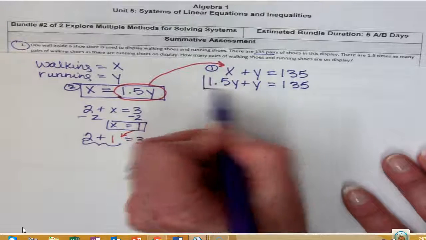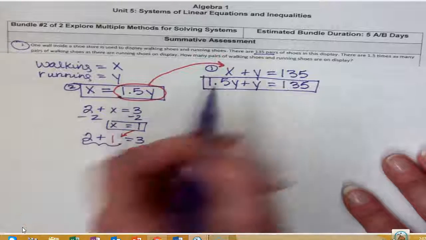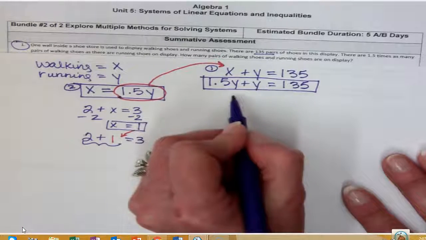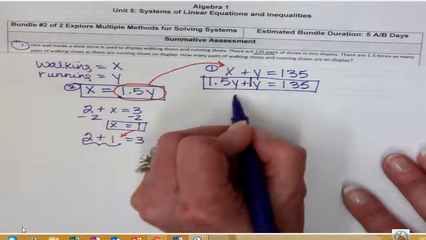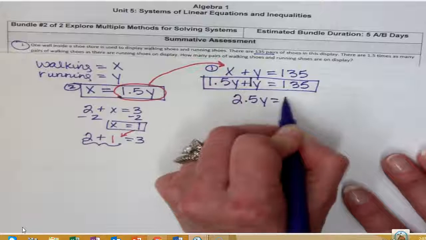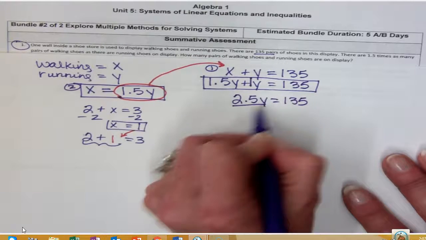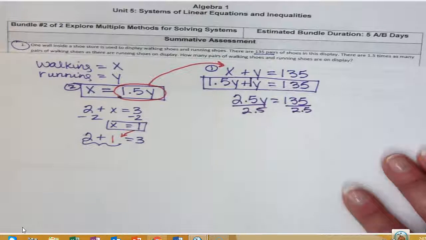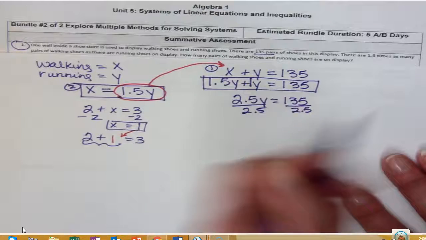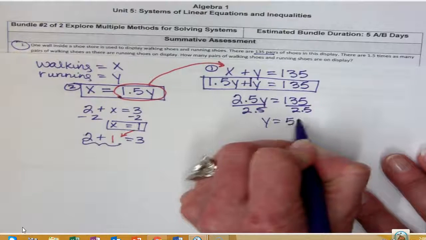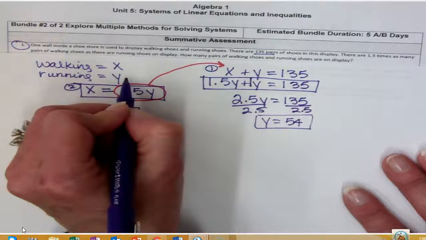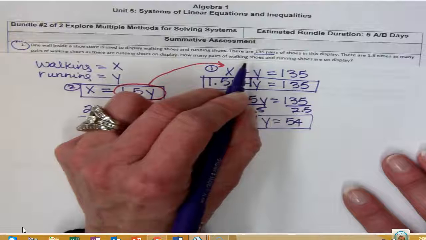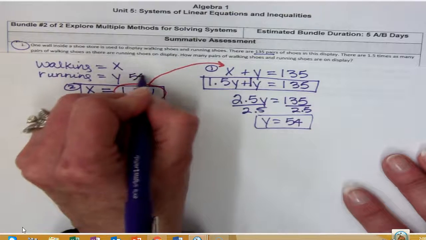So when I get this equation, that's easy to solve. 1.5y plus another 1.5y. We know that a 1 is in front of that, so that's going to give me 2.5y equals 135. Then I'm going to divide both sides by 2.5. And I get 135 divided by 2.5 equals, y equals 54. Y is the number of running shoes. It's asking for walking shoes. So I know I have 54 pairs of running shoes.